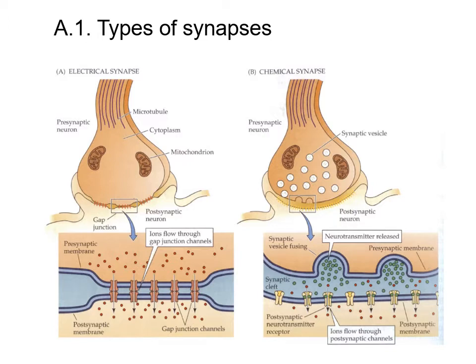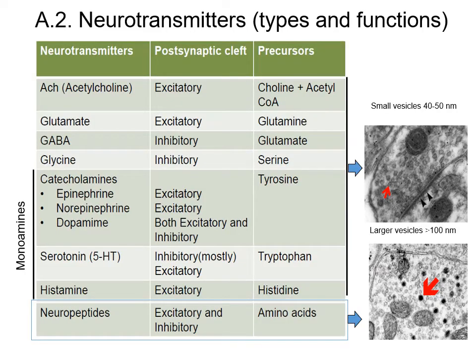So for the next 3 lectures, we will focus on studying chemical synapses, specifically how different ionotropic receptors work and transform chemical signals from neurotransmitters into electrical signals. So let's start with what are neurotransmitters and what kind of neurotransmitters we can find in the brain.